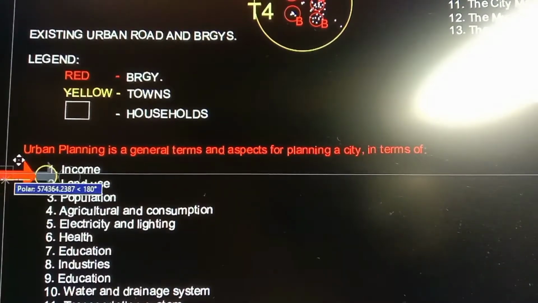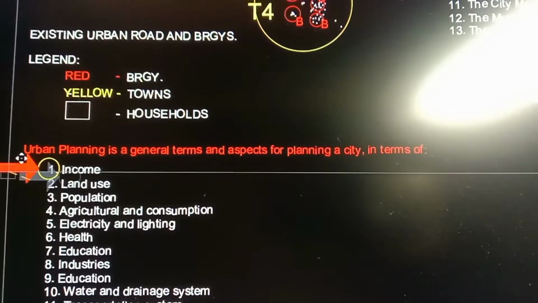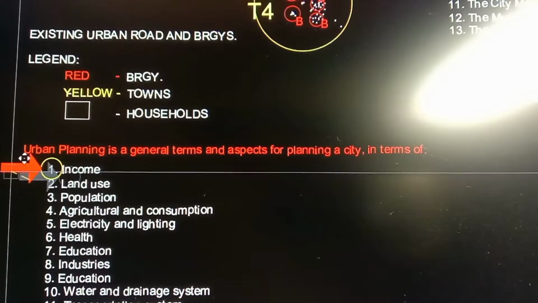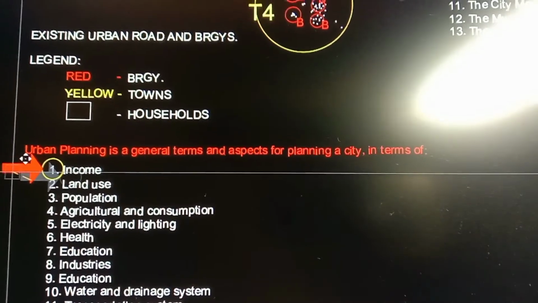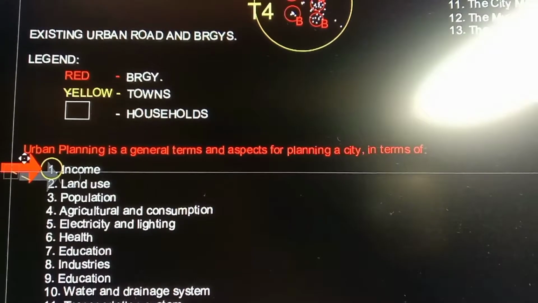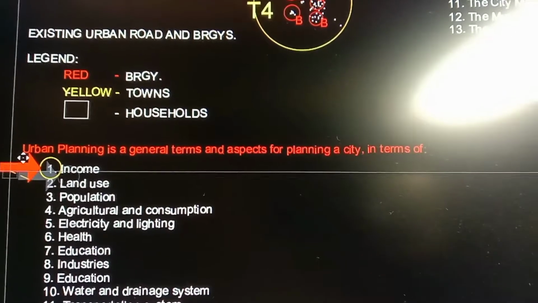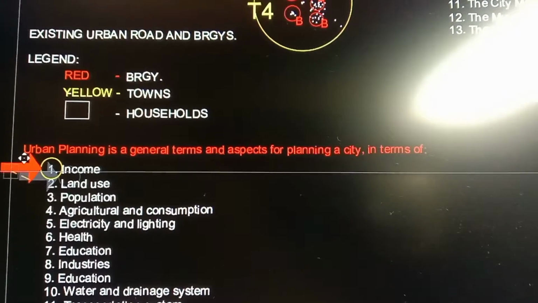Okay, why do we need income? Because you know what, the people living in the city, and this is a city, there are no farms. So most, if not all, of the inhabitants of the city have an income, whether they have their own farms at home or in the fields, or they are working with certain companies in the city. That is how the people will live if there is a specific income.